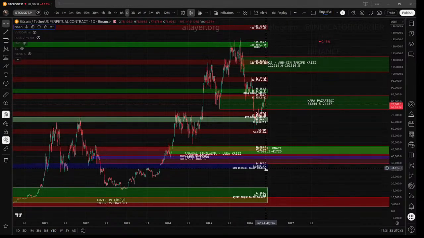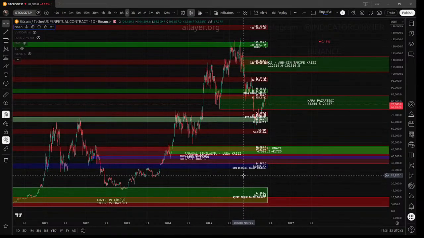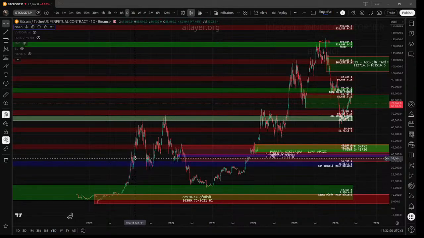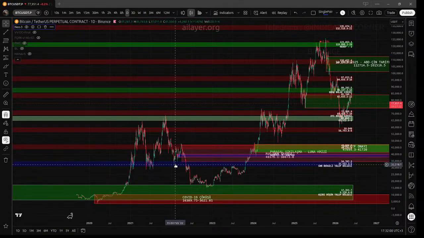The 31 and 34K region. This area is labeled, I made it in Turkish, but in English, last balanced demand zone. This wording is extremely important. A balanced zone means buyers and sellers previously reached temporary agreement here. As you can see in the graph, lots of times it worked as support and resistance, and also this area is the SR flip zone, the support-resistance flipping zone.